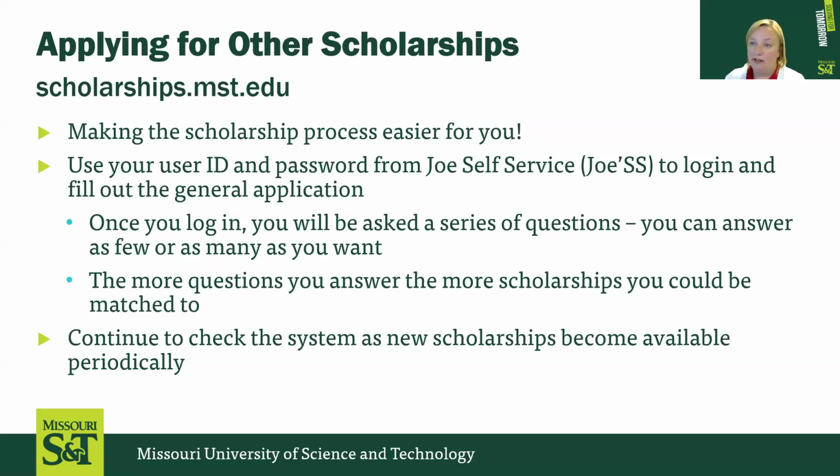Students will log in with their Joe's username and password, and they are asked a series of questions. They can answer as few or as many as they want. The more they answer, the more scholarships they're going to be matched to. So we do encourage students to answer as many as they feel comfortable. Typically, our students will answer between 45 and 60 questions throughout the course of the year to try to get matched to scholarships. But again, there is no set number that you have to reach. It's just however many questions you want to answer.